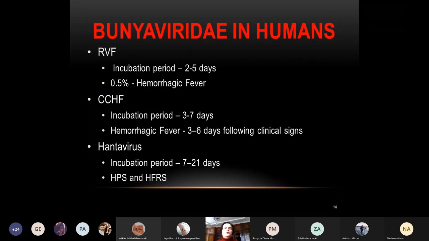Hantaviruses generally cause 1 of 2 clinical presentations, like hemorrhagic fever with renal syndrome, caused by Old World hantavirus, or hantavirus pulmonary syndrome, generally caused by New World hantaviruses. Incubation period is from 7 to 21 days, followed by a clinical phase of 3-5 days. Severity of illness is dependent on the virus.